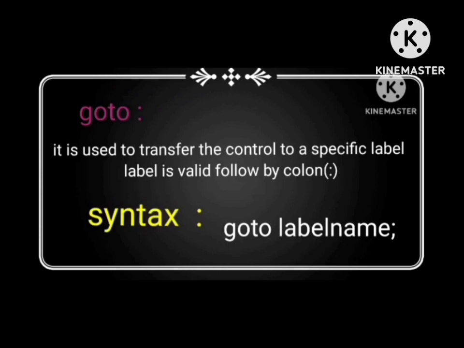Goto statements. It is an unconditional statement which is used to transfer the control to a specific label. A label is a valid identifier followed by a colon. A label can be placed anywhere in the function of the program. Syntax: goto label name.